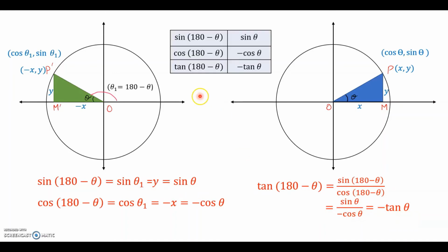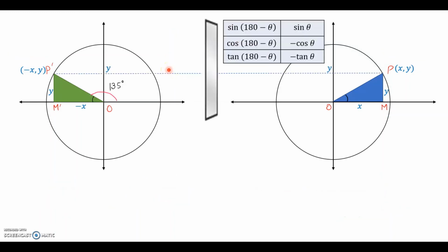So that's, to summarize, sine 180 minus theta is equal to sine theta. Cos 180 minus theta is equal to minus cos theta. And tan 180 minus theta is equal to minus tan theta.